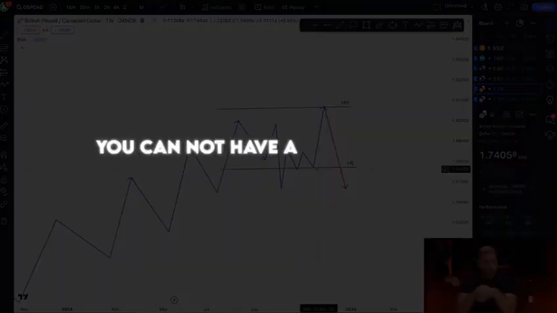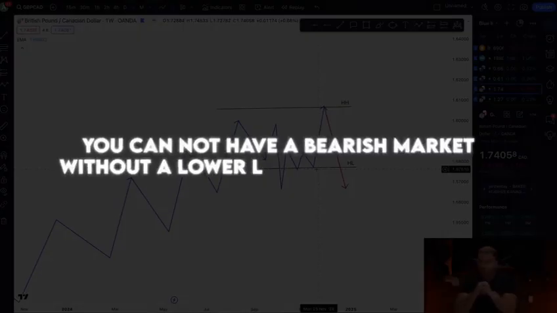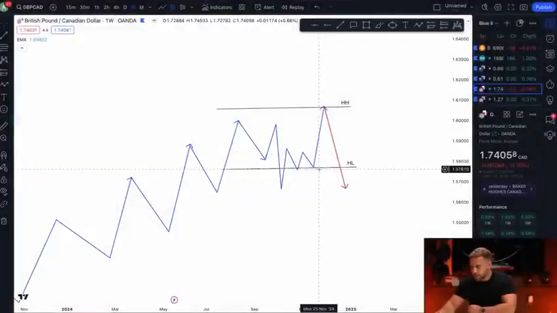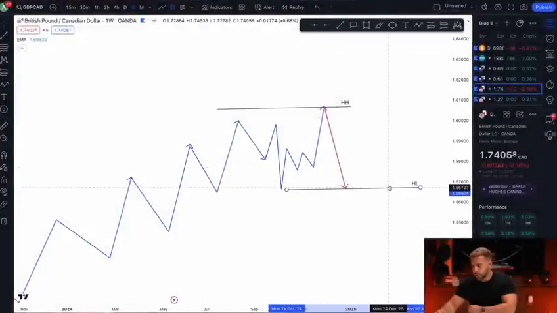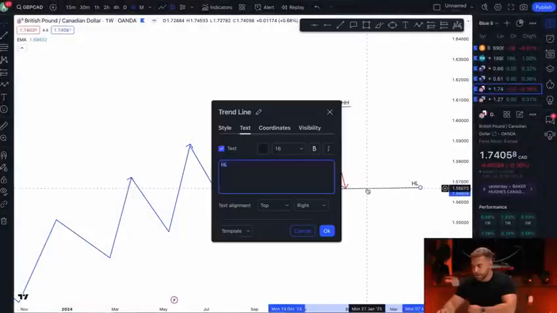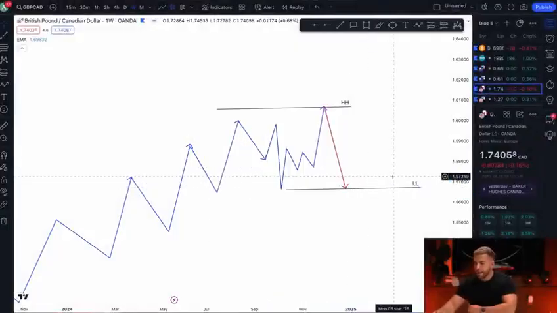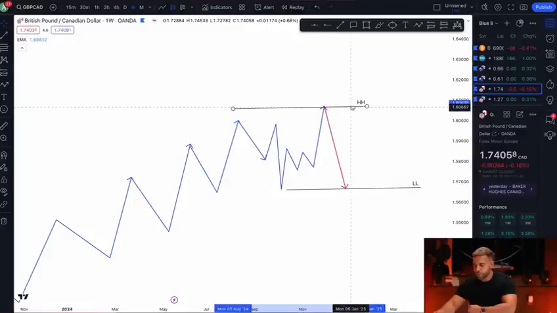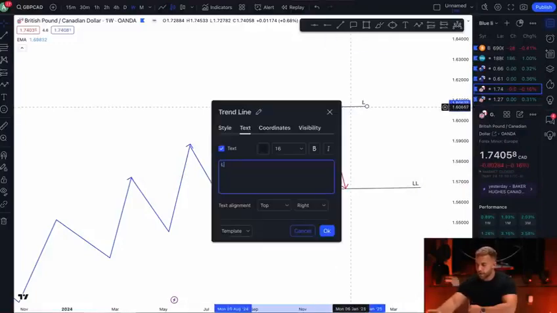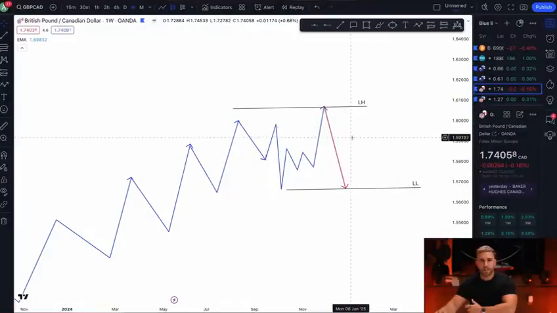You cannot have a bearish market without a lower low and a lower high. So what does that make this point right here? Well, that makes this new low point a lower low, and that makes the last structure point a lower high. Now this market is bearish.